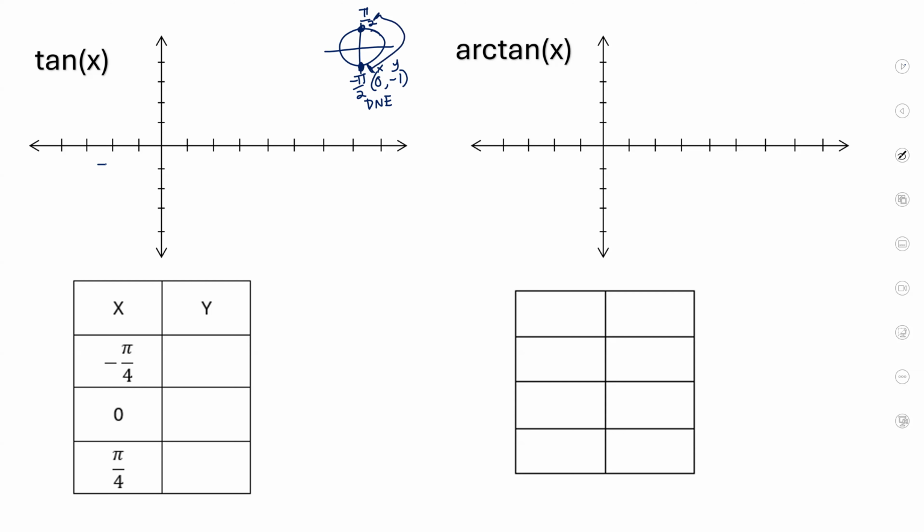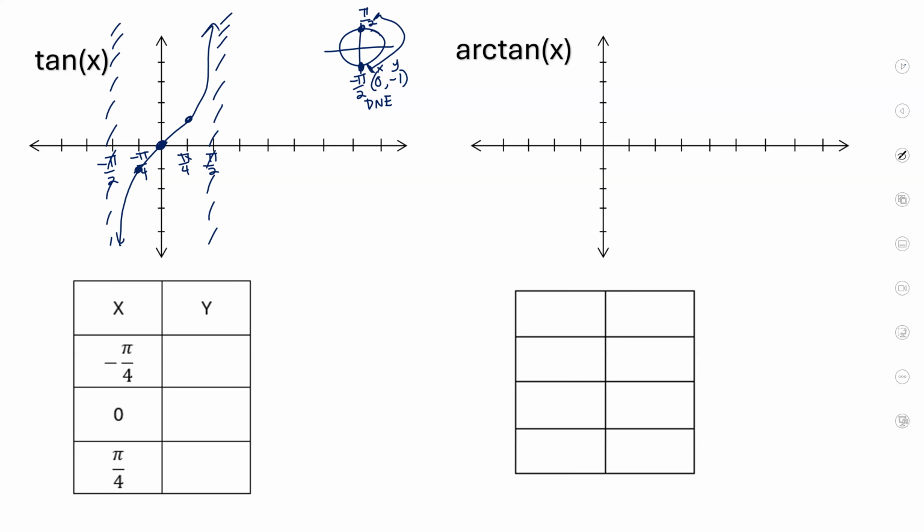So this is negative pi over 2. This is negative pi over 4. This is pi over 4. And this is pi over 2. There were asymptotes right here because that is where tangent is undefined. This is your inflection point, and these were your other 2 points. So this is what the tangent parent function looks like.